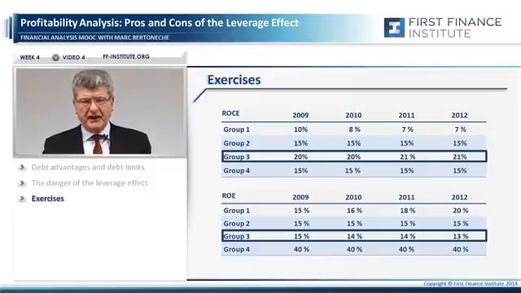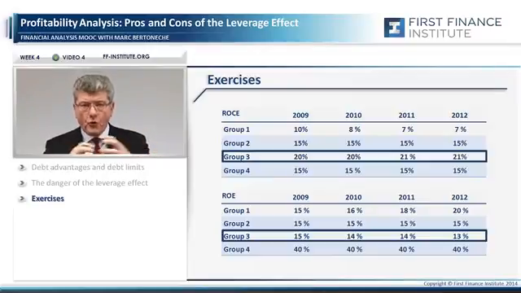In the case of Group 3, we can, I think, eliminate the first explanation because you don't borrow in most countries today at 25%, at least in most developed countries. And therefore, we should rely on the second explanation, no debt and a surplus of cash. Again, another good example showing the need to look at both ROCE and ROE.